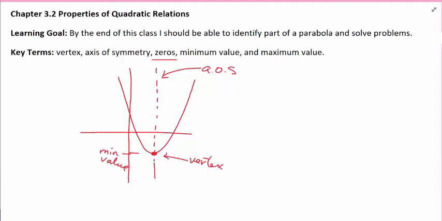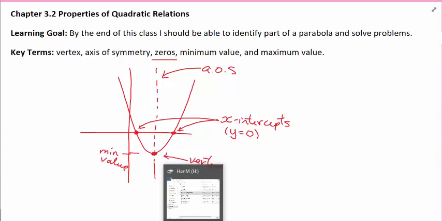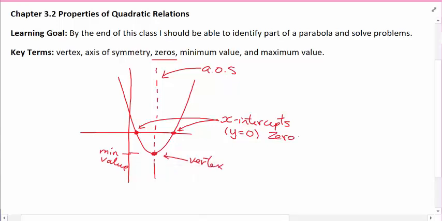Now, these two points right here, these two points are your x-intercepts, right? So those are your x-intercepts. That's when y equals 0. So guess what they're called? Zeros. Yeah, so they're called zeros as well.